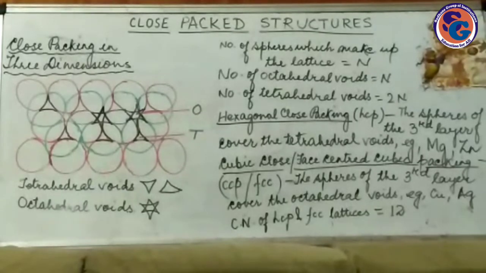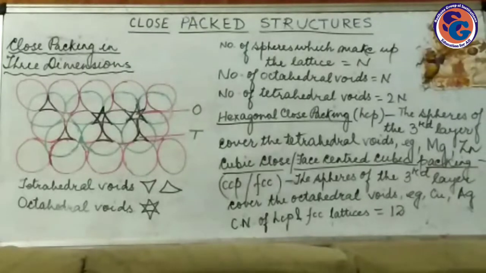In this type of close packing in 3 dimensions, 2 different types of voids are formed. Voids are empty spaces when spherical structures, spherical atoms or particles, in general as we can say, are closely packed. So the 2 types of voids which are formed are octahedral and tetrahedral voids. Tetrahedral voids are smaller in size than the octahedral voids.